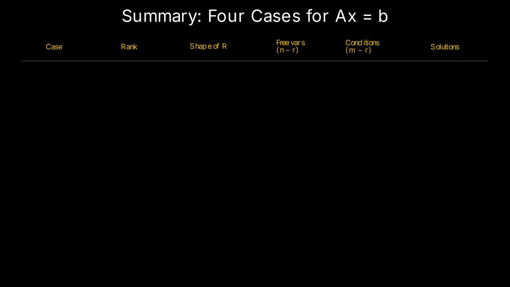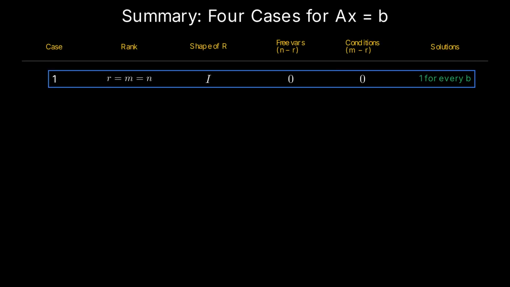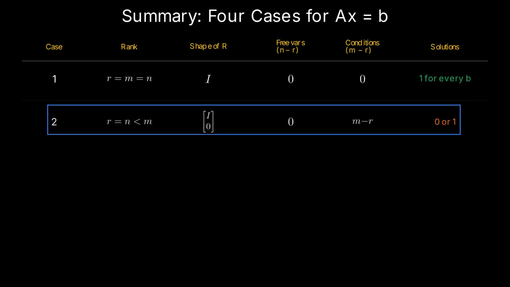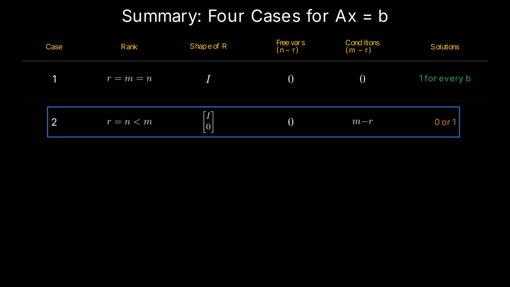Here is the full summary of all 4 cases. Case 1, R equals M equals N. The reduced form R is the identity matrix. There are 0 free variables, since N minus R is 0, and 0 conditions on B, since M minus R is 0. This gives exactly one solution for every B. Case 2, R equals N, which is less than M. The reduced form R has the identity on top with 0 rows below. There are still 0 free variables, so the solution is unique if it exists. But there are M minus R conditions that may fail, so you get 0 or 1 solution.